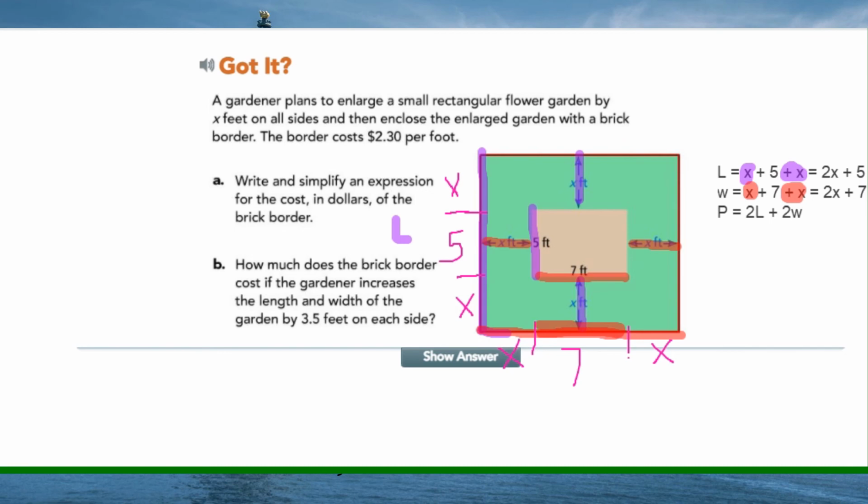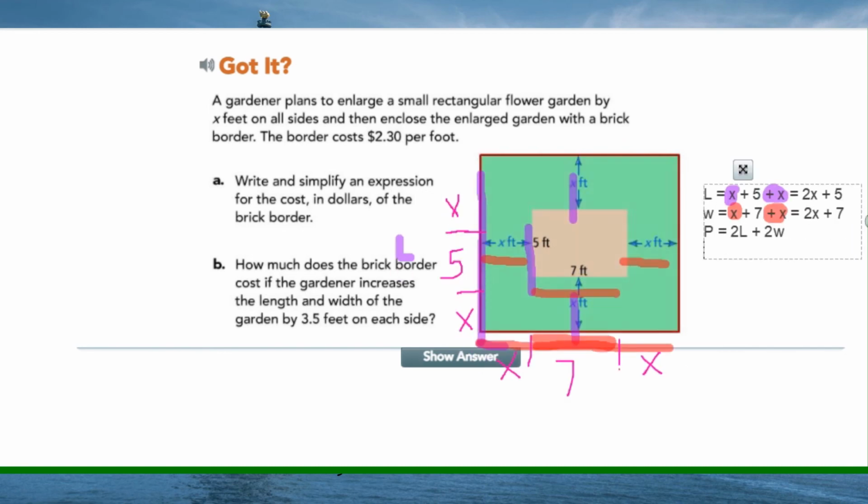Now we have to substitute those values into our formula. So we're going to put the perimeter equals 2 times. Make sure you put the length in parentheses. The length is 2x plus 5. We have to make sure we group that together. That's why we're putting that in parentheses. And we have to make sure we multiply the entire length by 2, because we have to remember there's 2 lengths. Now we're going to do the same thing for the width. We have to do 2 times the quantity of 2x plus 7, because that's what the width is.